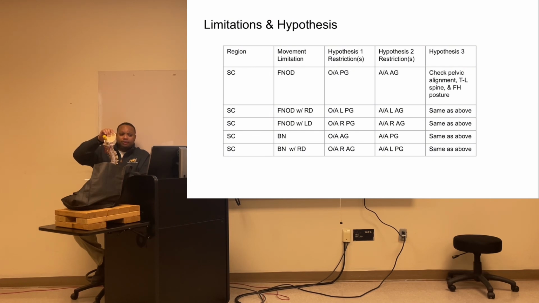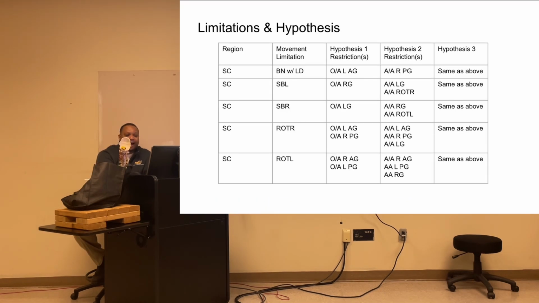So what we have confirmed is that the atlas on the left does not glide posteriorly as it should, and because it's not gliding posteriorly, we get a deviation to the right. But the right side glides posteriorly. So the right side is moving posteriorly, and because the right side is moving posteriorly and the left side doesn't, therefore we deviate to the right.